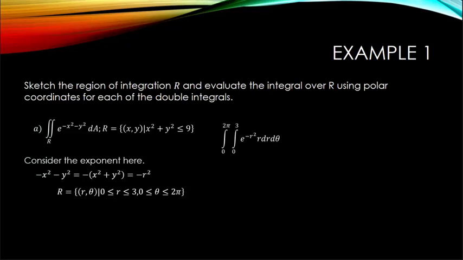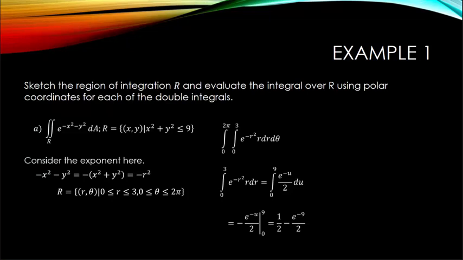Now I'll set up an iterated integral to represent my double integral. I want the integral from 0 to 2 pi of the integral from 0 to 3 of e to the negative r squared r dr d theta. I'm going to do the inner integral first. I get the integral from 0 to 3 of e to the negative r squared r dr. I'm going to make a substitution real quickly. I get the integral from 0 to 9 of e to the negative u over 2 du. When I do the integration piece, I get negative e to the negative u over 2 evaluated from 0 to 9, which gives me 1/2 minus e to the negative 9 over 2.